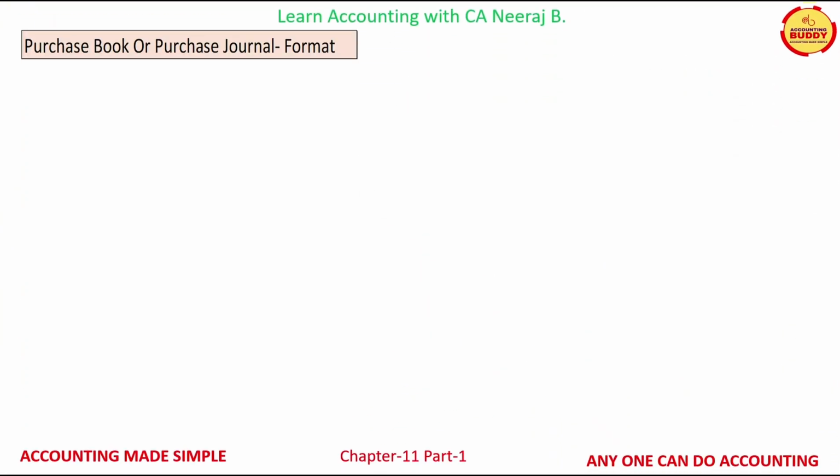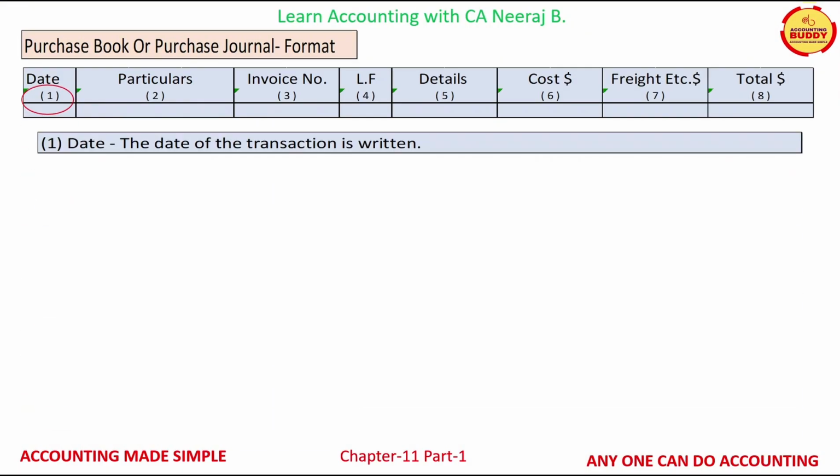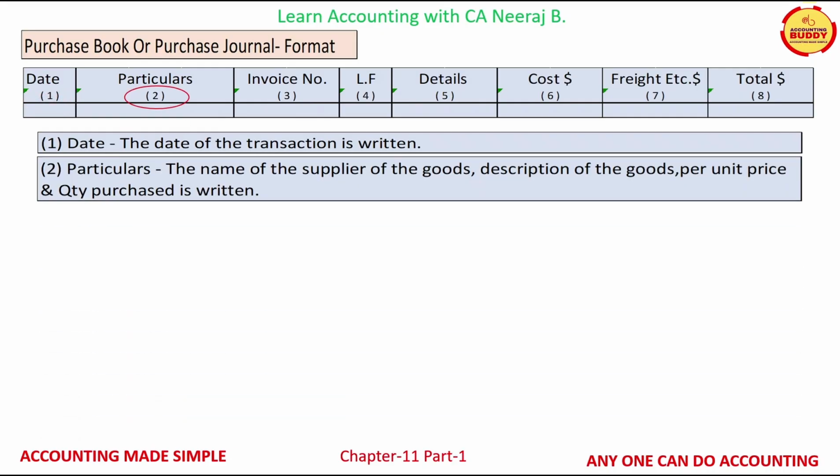Let us learn about the format and the contents of a purchase book or the purchase journal format. A purchase book has 8 columns as displayed on your screens. First column is of date. In this column, the date of the transaction is written. Second column is of particulars. In this column, the name of the supplier of the goods, description of the goods such as per unit price and the quantity purchased is written.